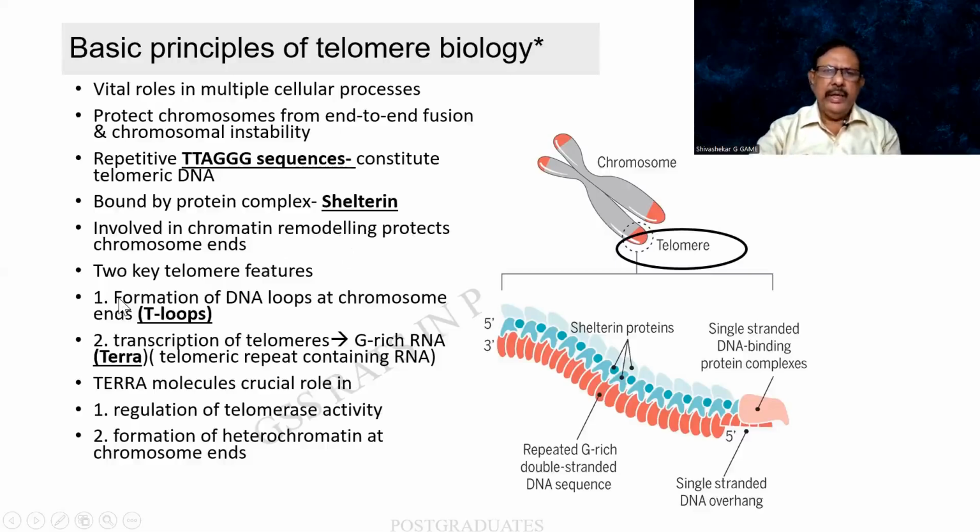There are 2 key telomere features. One is the T loop. That is what we had shown in the previous diagram. And the other one is transcription of the telomeres, TERRA, telomeric repeat containing RNA. That is why it is called TERRA. TERRA molecules are crucial in the regulation of the telomerase activity as well as in the formation of the heterochromatin at the chromosome ends. This text will appear a little complex, but once you rehearse repeating it, it will be easy for you. R.A.T.S to face the exam.